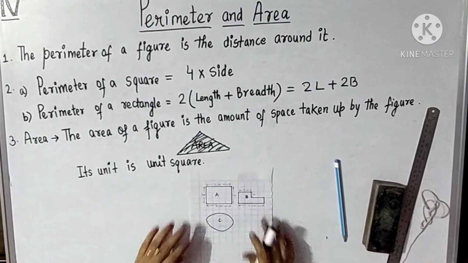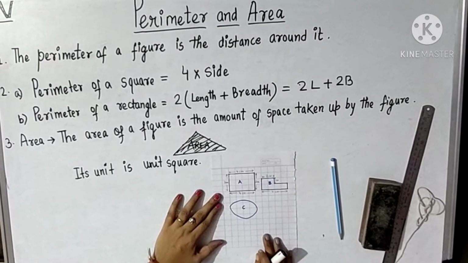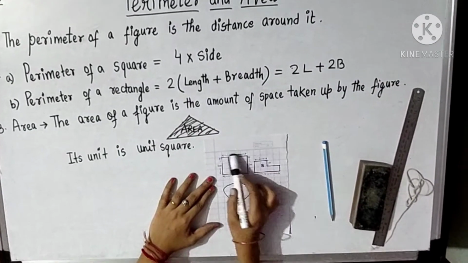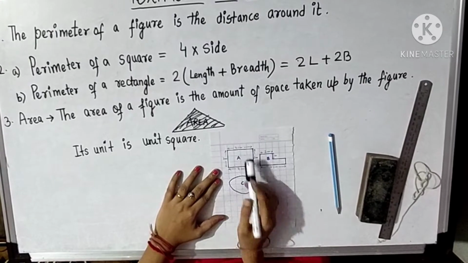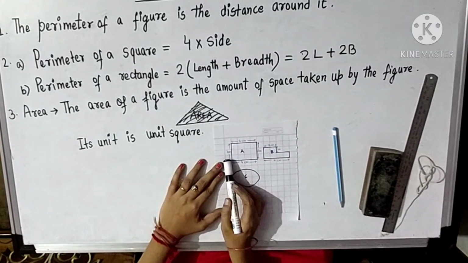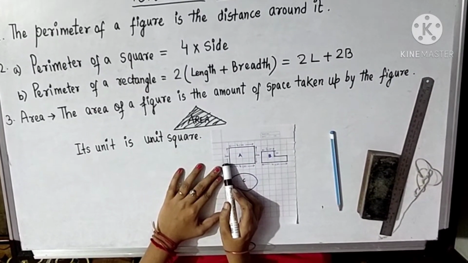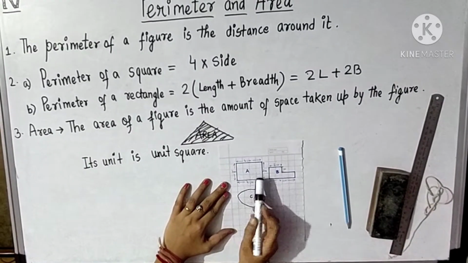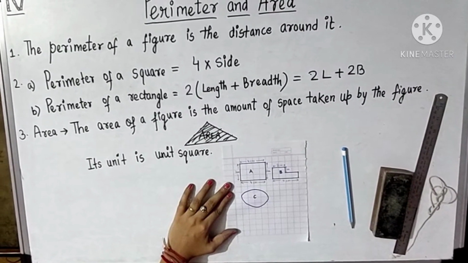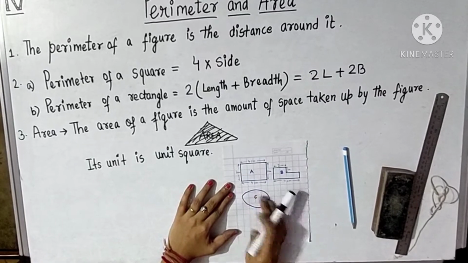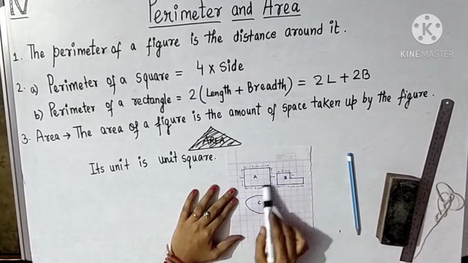Now, let us perform one activity. As you can see, I have drawn a rectangle. Here, the length is 4 centimeter, breadth is 3 centimeter. Now, how can we find the perimeter of this figure A? As we know that the perimeter is the length of the boundary.